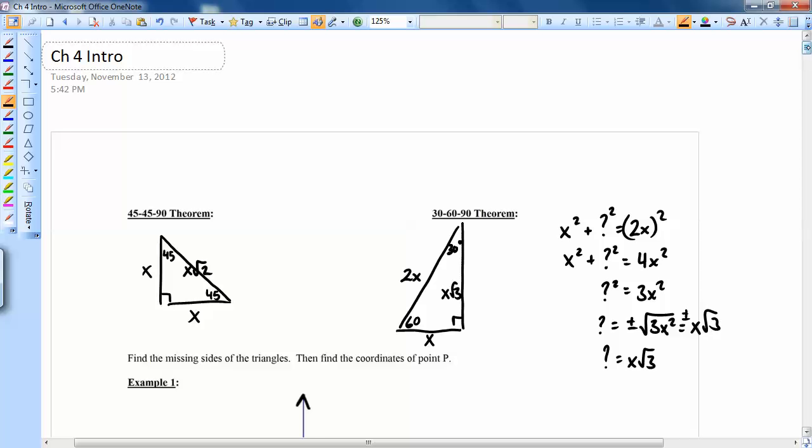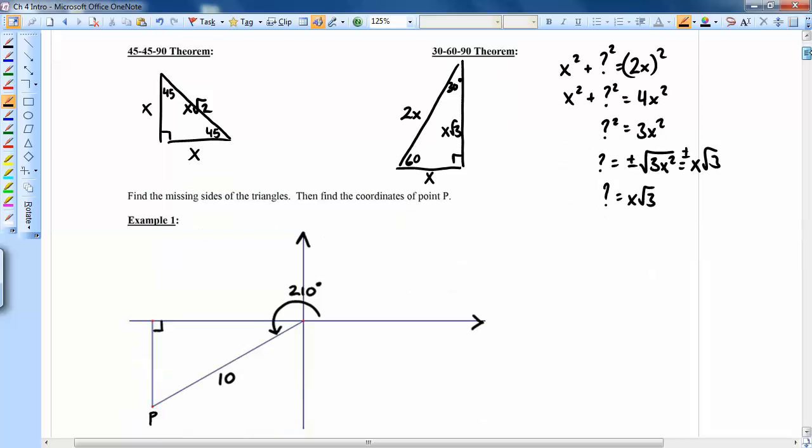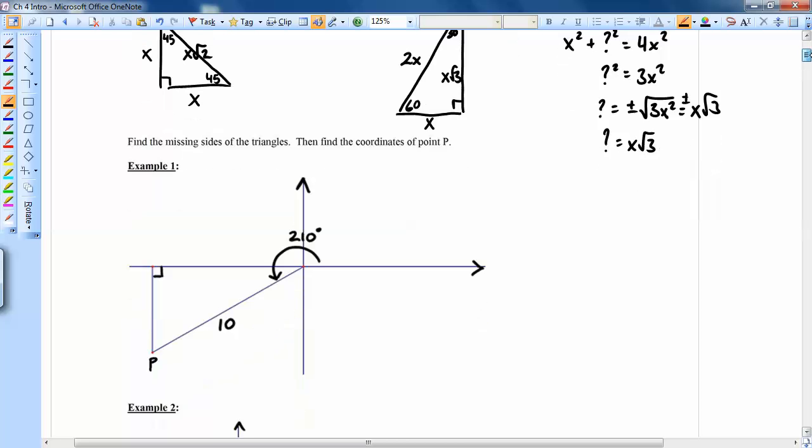Now I'm going to take you through a couple example problems, and then you're going to do a bunch like these. For both of these examples, it says find the missing sides of the triangles, then find the coordinate of point P. In this problem, it's 210 degrees all the way around to this segment from the origin to P. And since it's 180 degrees on top, the bottom part's going to be 30 degrees. So we've got a 30-60-90 triangle.